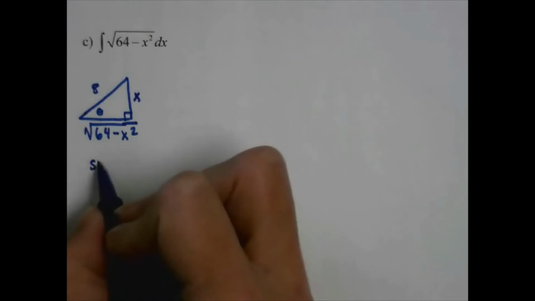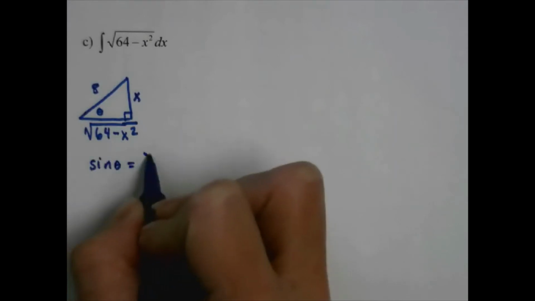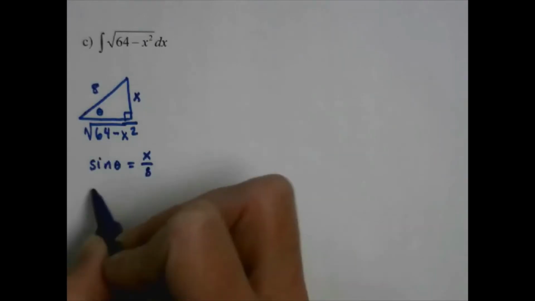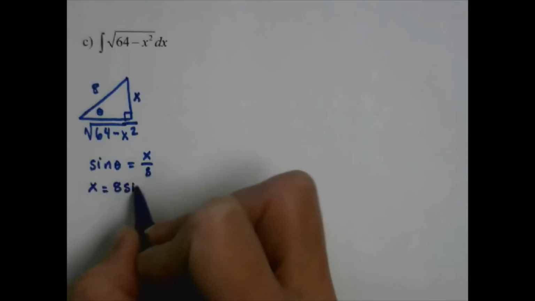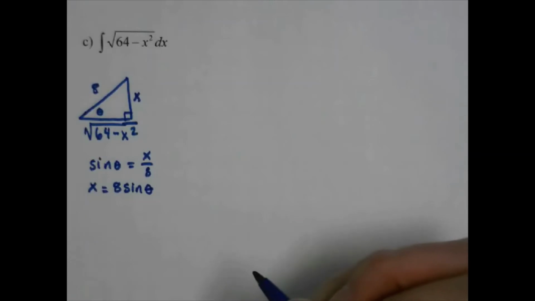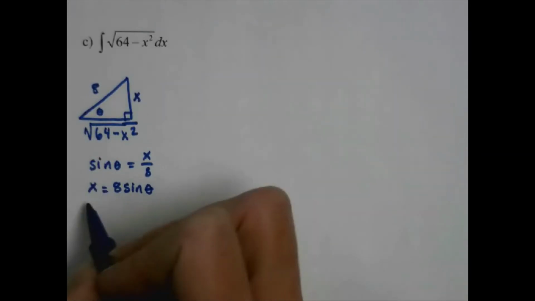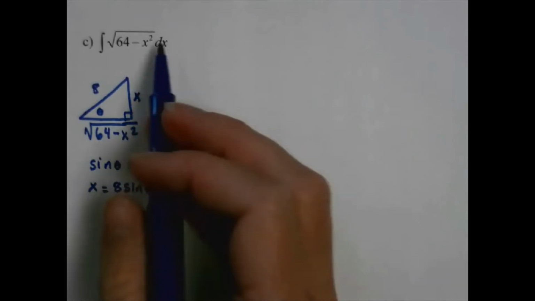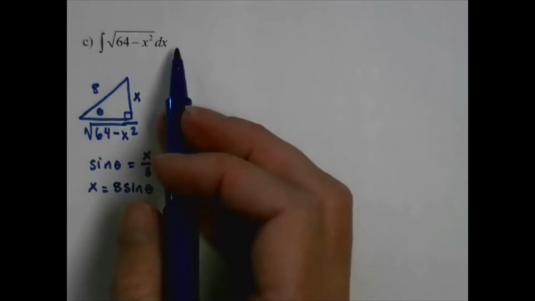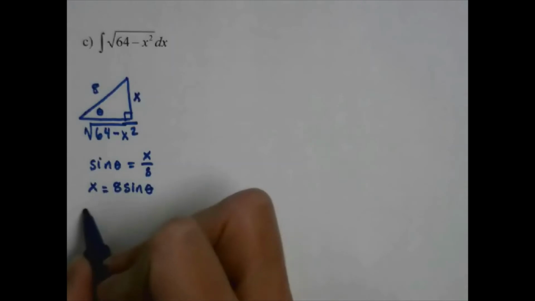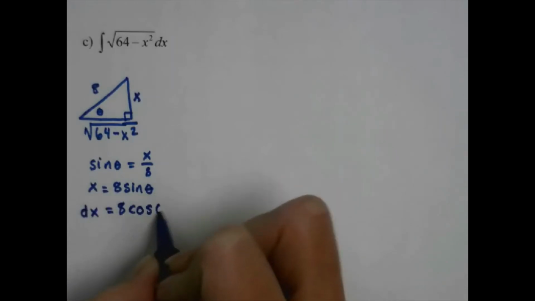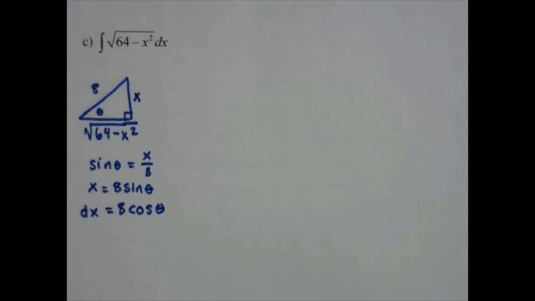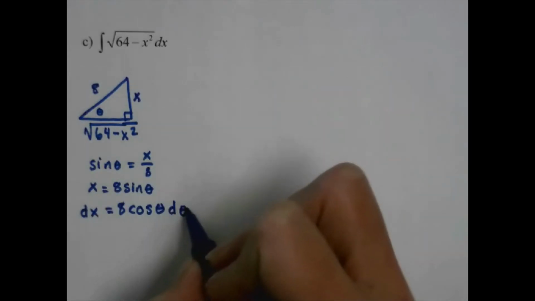So in this triangle, sine of theta is equal to x over 8. So x is going to equal 8 sine theta. And that's the replacement we're going to make. But if we're going to make this replacement, we also have to get rid of the dx, because if I had this as theta and this is x, that's a problem. So dx is going to get replaced with 8 cosine theta d theta.